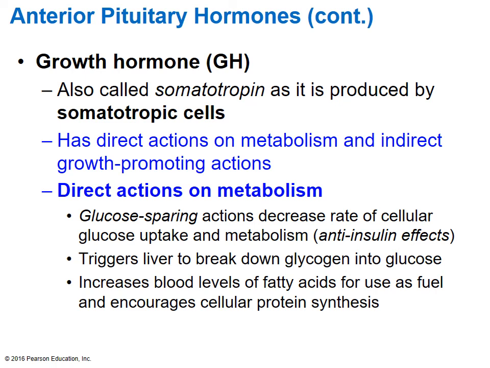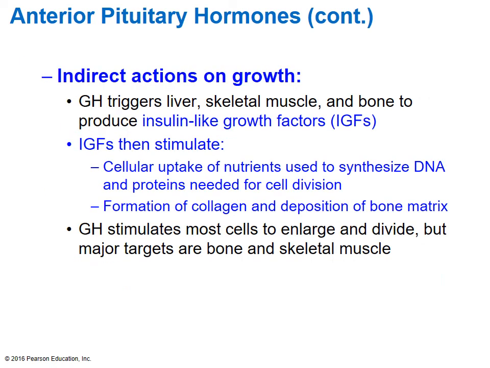And let's go ahead and click over to the next slide so we can look at those. These indirect actions come from the fact that growth hormone has a relatively short half-life. So what it does is it produces a secondary secretion called insulin-like growth factors, IGF. And these IGFs have a longer half-life and work very similar to the original growth hormone. So it will help with cellular uptake of nutrients, it will help with collagen and deposit of bone matrix.